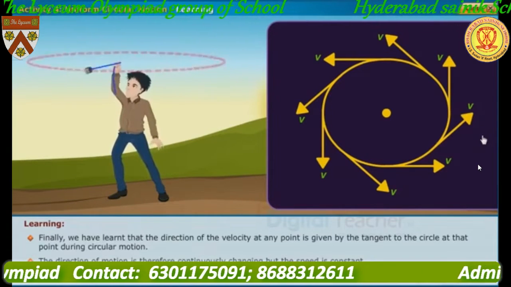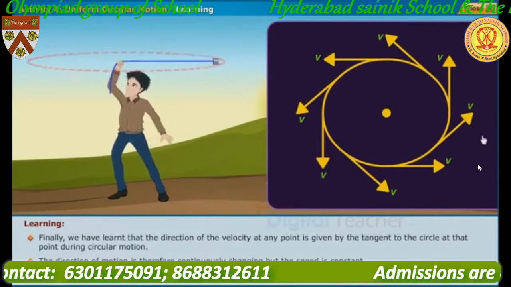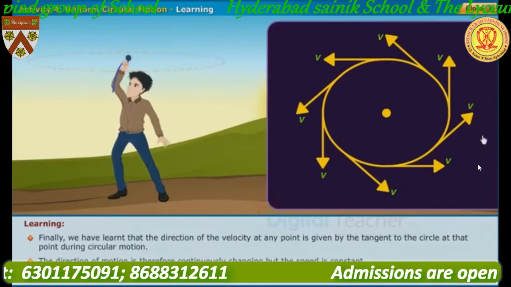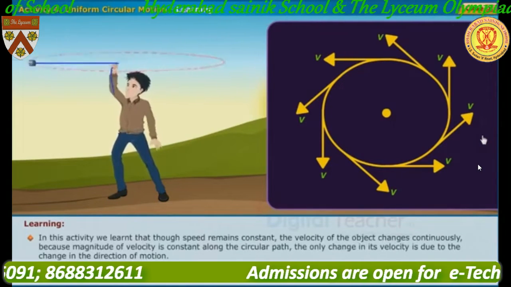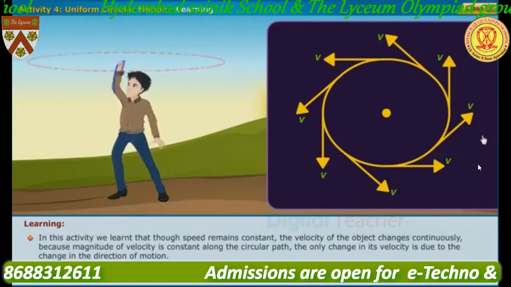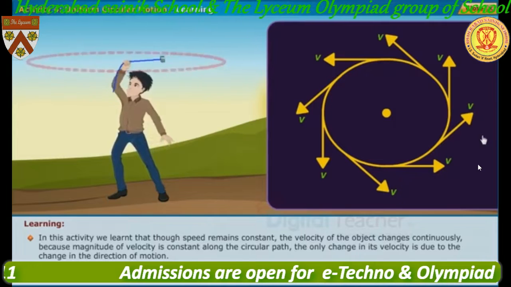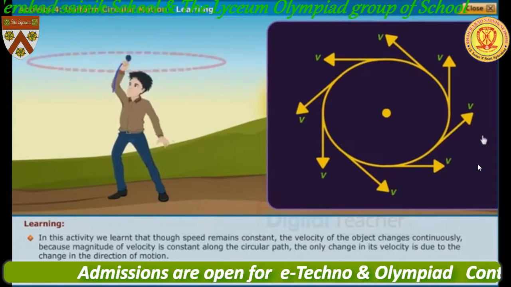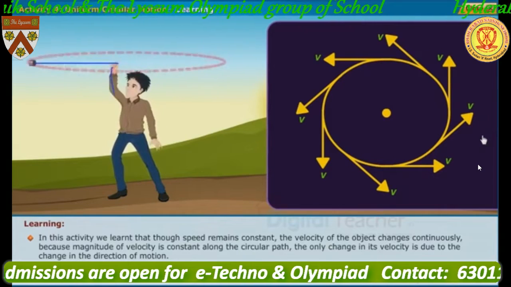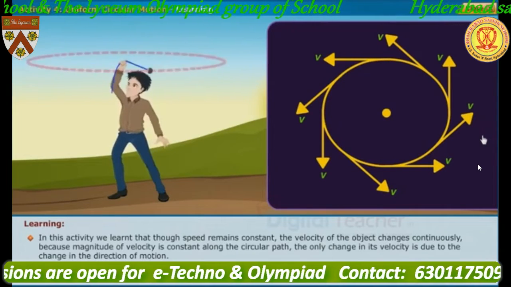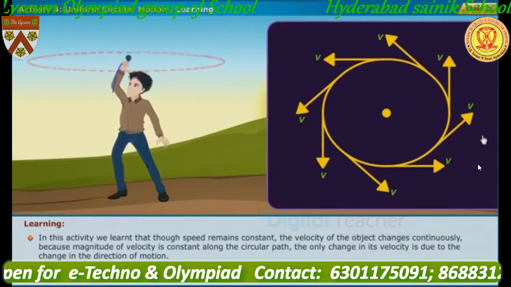As we know that the direction of velocity is tangent to the path at a point of interest, the velocity is not constant. In this activity, we learned that though speed remains constant, the velocity of the object changes continuously, because only the magnitude of velocity is constant along the circular path. The only change in its velocity is due to the change in the direction of motion.